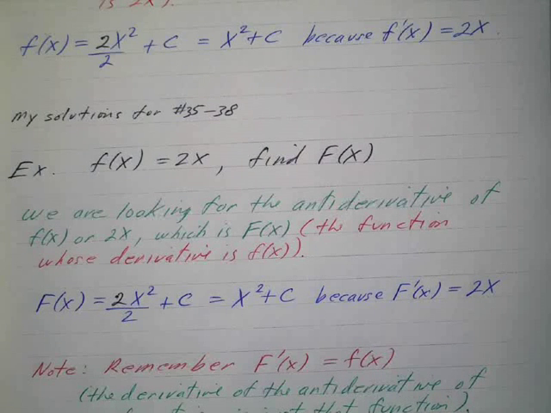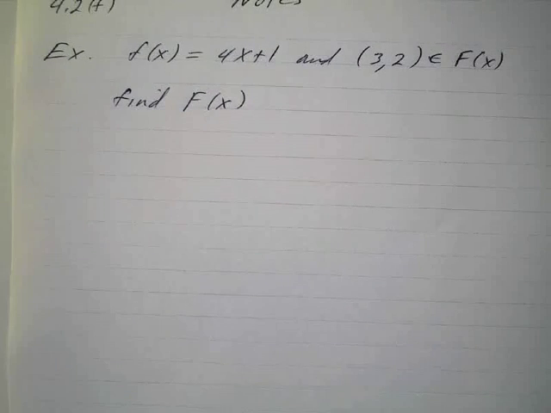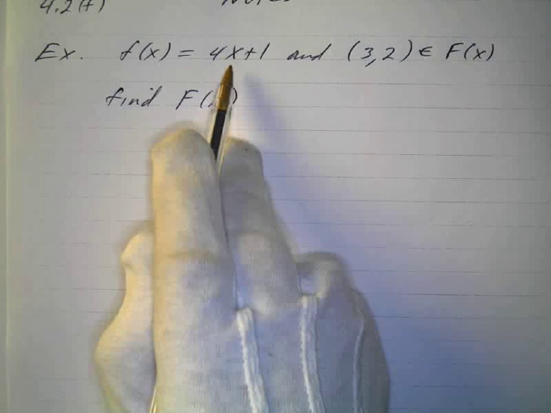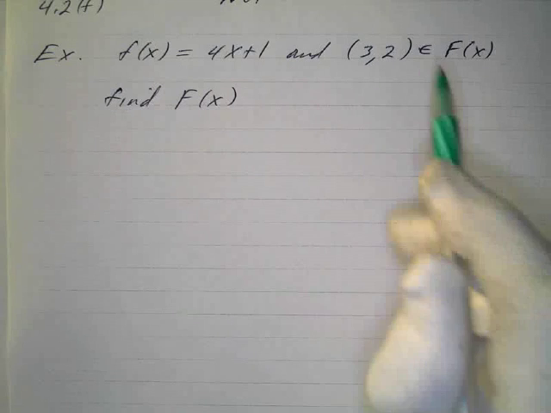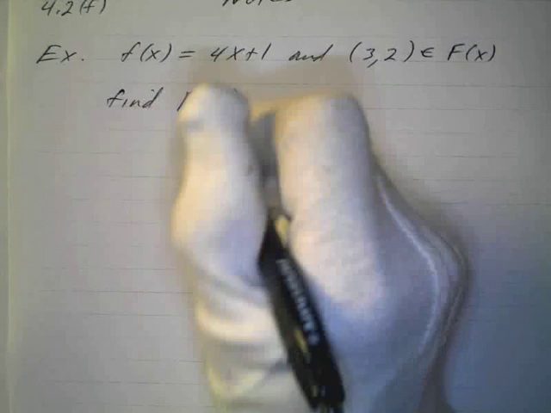Okay? All right, so let me work out an example like I did on 35 through 38, so you'll see and get a little bit locked in. So instead of saying f prime of x equals this, and I'm trying to find f of x, what I said was f of x equals 4x plus 1, and the point (3, 2) belongs to capital F of x, and we want to find capital F of x, that's the antiderivative.